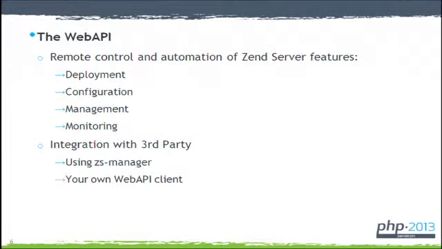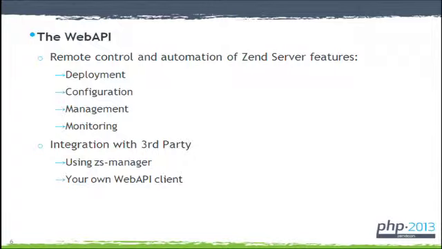Okay, now the WebAPI is a service which comes with ZendServer that allows you to remotely control this functionality. So it allows you to do a couple of things: deployment with configuration. You can, for example, enable and disable modules. You can change configuration directives. And you can use this to automate, for example, creating a new server.